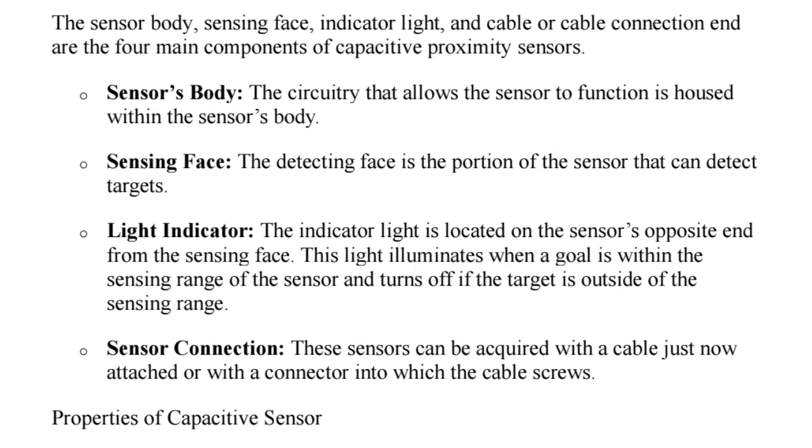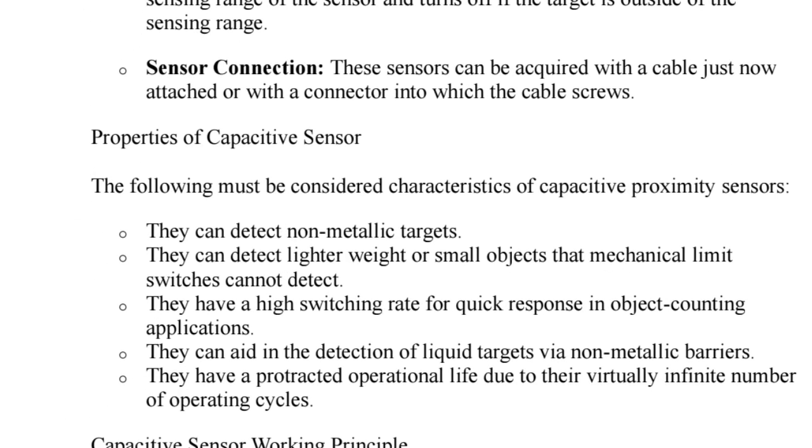The first is the sensor body. It allows the sensors to function, housing the sensing face, which is the detecting portion of the sensor. Next is the light indicator, which indicates how much illumination is used. The light illuminates when the target is within the sensing range of the sensor and turns off when the target is outside the sensing range. Then there is the sensor connection: the sensors can come with a cable attached or with a connector into which the cable screws. The properties are that it can detect non-metallic targets, and also lightweight or small objects.